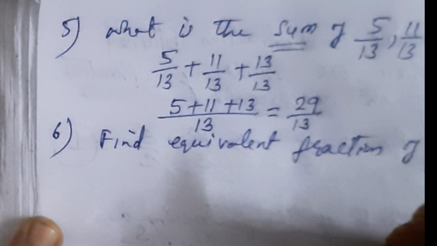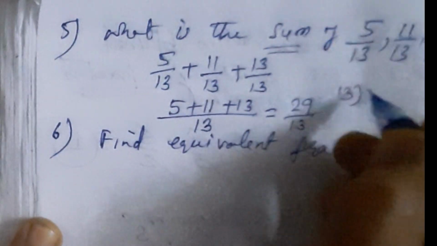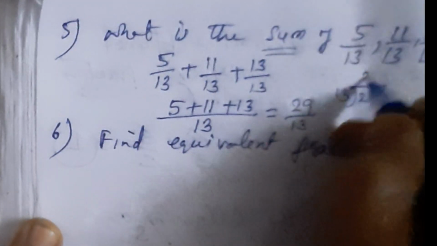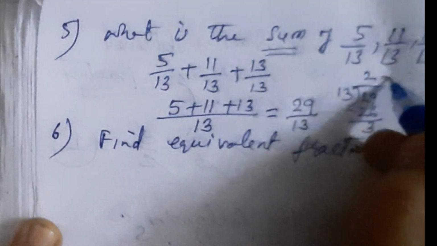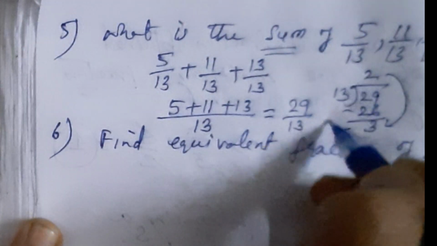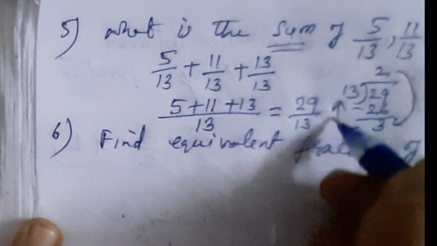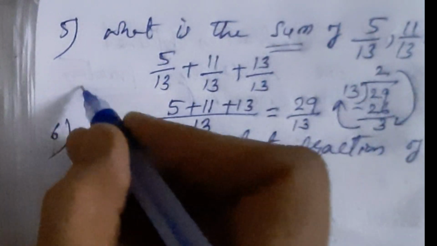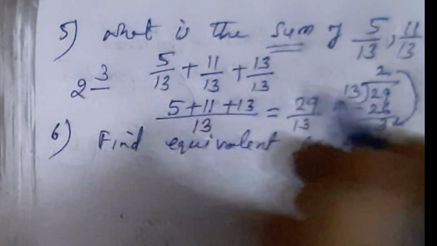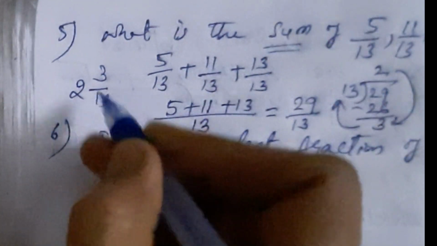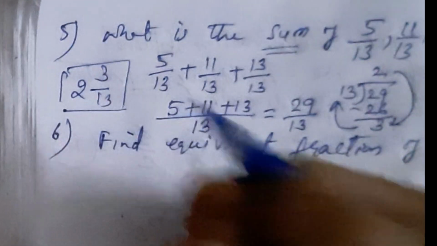So as they asked for the final answer, here 13 dividing 29, 13 twos are 26, so remainder is 3. Now as I explained in the previous question, we need to make it a mixed number. So we'll start rotation anti-clockwise. Thus the final answer is 2 integer, then we reach the remainder 3, then 13. So this is the final answer.